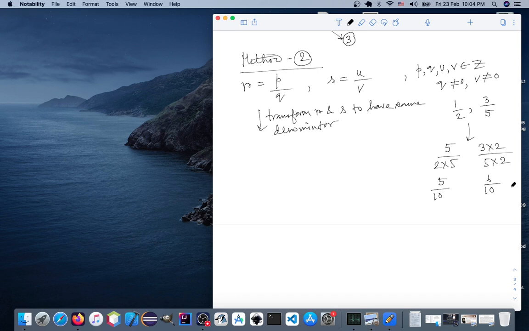By transforming the two rational numbers to equivalent rational numbers having the same denominator, I mean this process. They must have the same denominator. For that, we need to find the LCM. The LCM of 2 and 5 is 10. So we multiplied the denominator of the first rational number, 2, by 5, on both denominator and numerator. I hope we got the idea. So the same transformation we have to apply here.